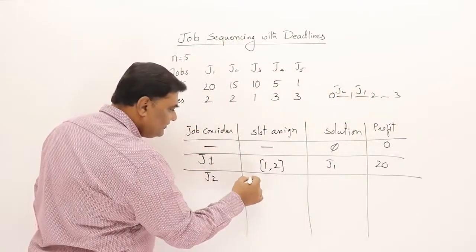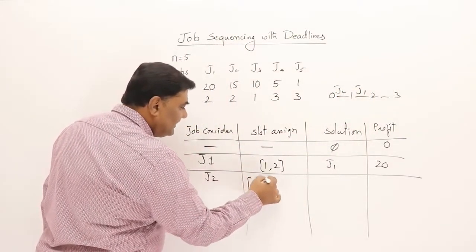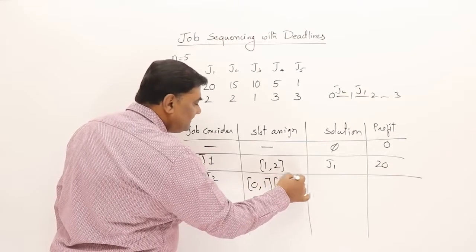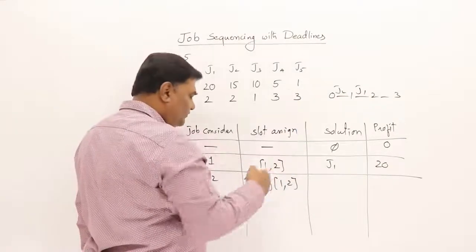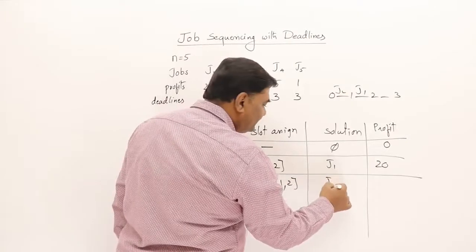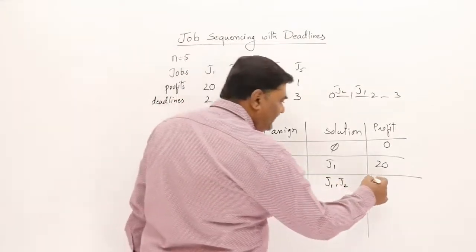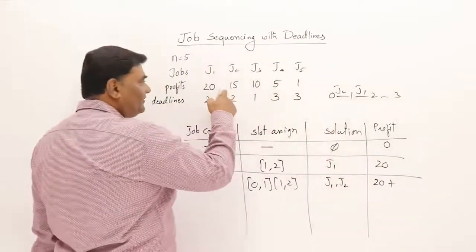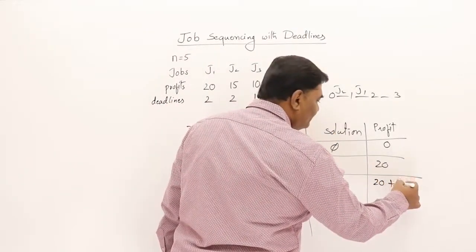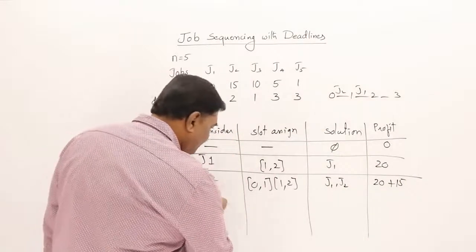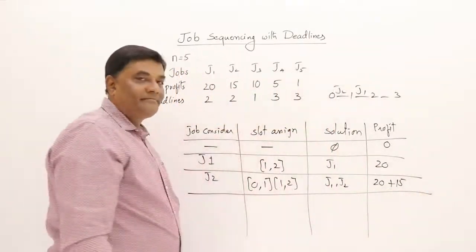So we will assign a slot from 0 to 1, and 1 to 2 was already assigned to this one. So already 2 slots are over, you see. And we have the solution J1 and J2. How much profit we have? 20 plus the profit of the second job is 15. So this is 35. I am just keeping it as it is.